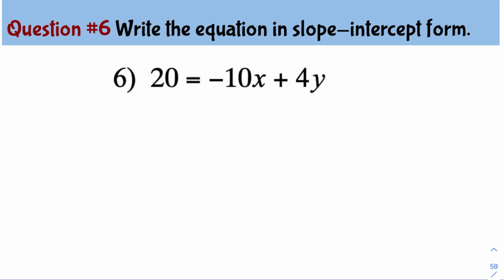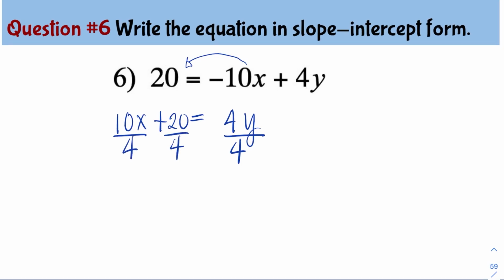Question number 6. 20 is equal to negative 10x plus 4y. In this problem, the variable y is on the right side. So it doesn't matter, you can isolate it on the right side. So I will leave the 4y on the right side. This means negative 10x, I will move it to the left. So this is now the same thing as positive 10x plus 20. Now we can divide each term by 4.